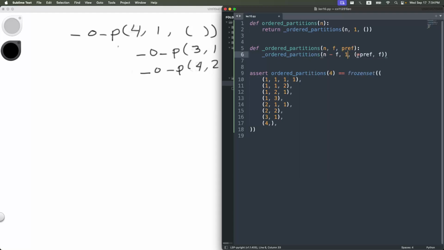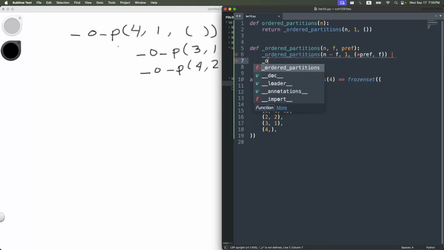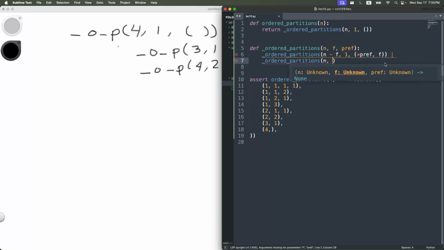Okay, so cumulative recursion style, we are building the solution one step at a time. So these are the previous partitions that we already got, and this is the next one. So this is a frozen set. We union that with the other choice, where we skip the current size f for the first partition, and instead add 1 to it. So this, and then pref remains the same.